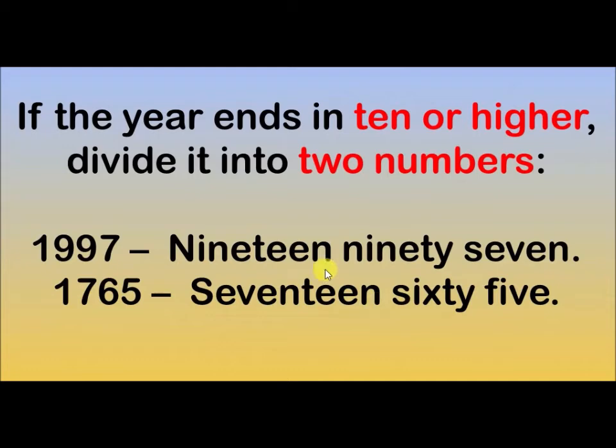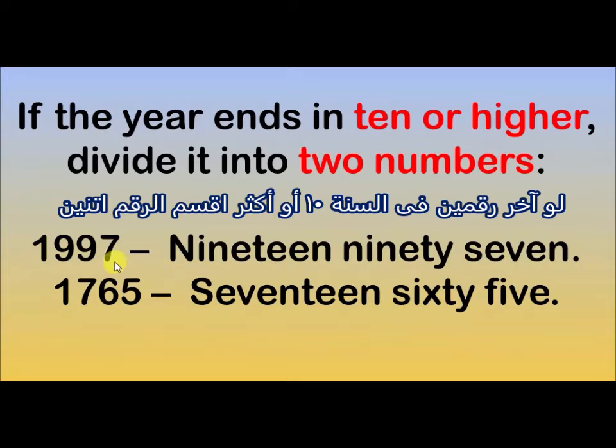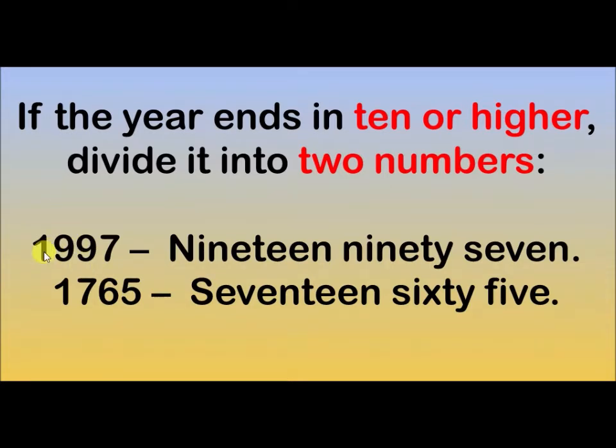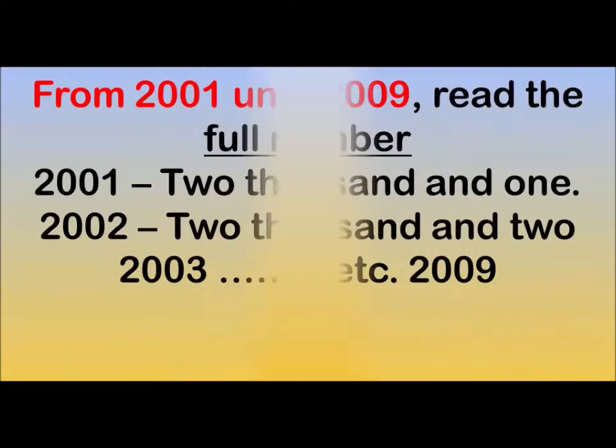Third case, if the year ends in 10 or higher, divide it into 2 numbers. So if you look at the end of the date and you find a number 10 or above, you are going to divide this year into 2 numbers. So here I'm going to read 19 alone and 97 alone. So the year is going to be nineteen ninety-seven. And here 17 alone and 65 alone. So the year is going to be seventeen sixty-five.